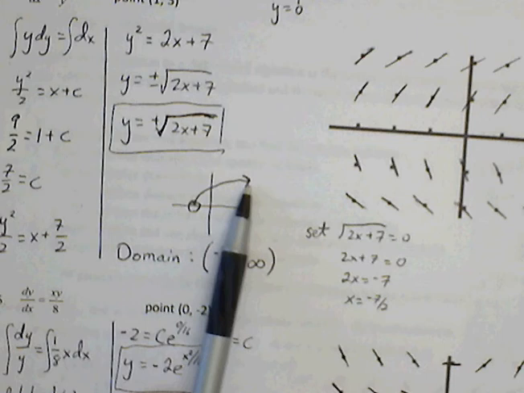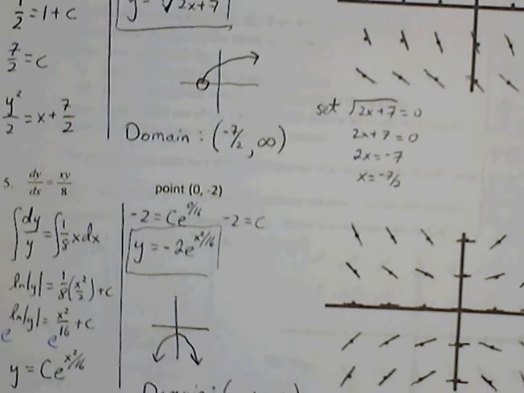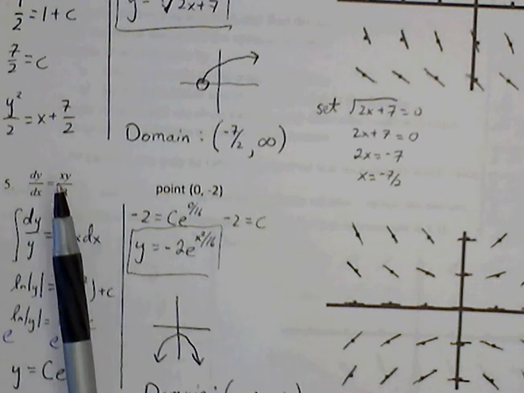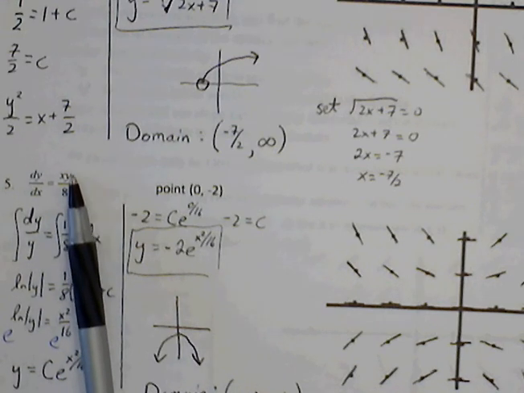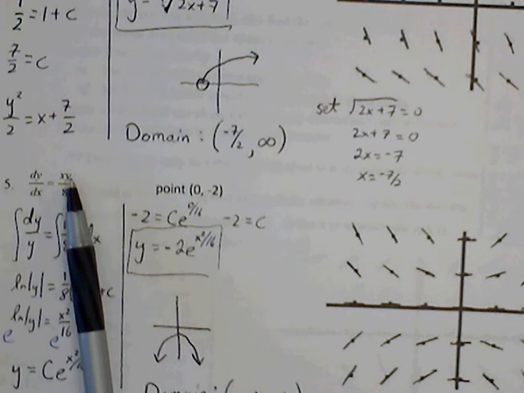Okay, number 5, we have dy over dx is equal to xy over 8. Now, if we make some observations here, we see that when x is equal to 0, then we get a slope of 0 because 0 over 8 is 0. And anywhere that y is equal to 0, that is also going to be where we get 0 over 8, which is 0.